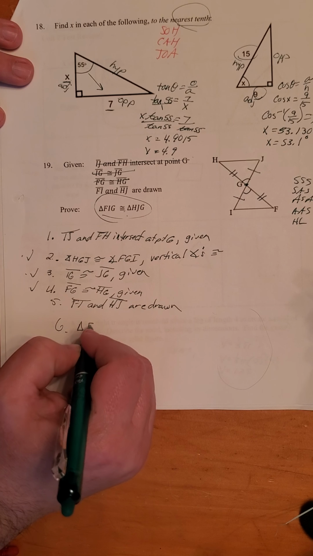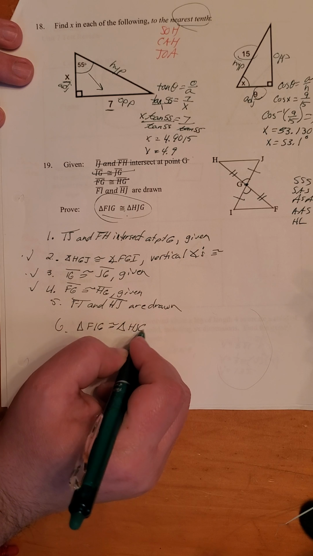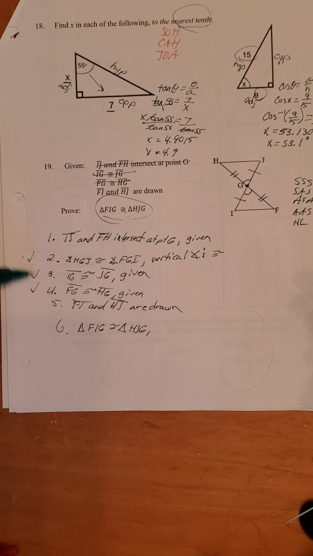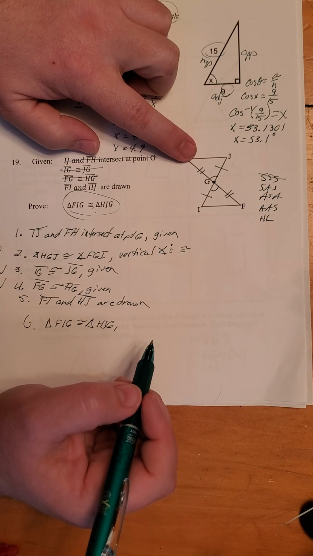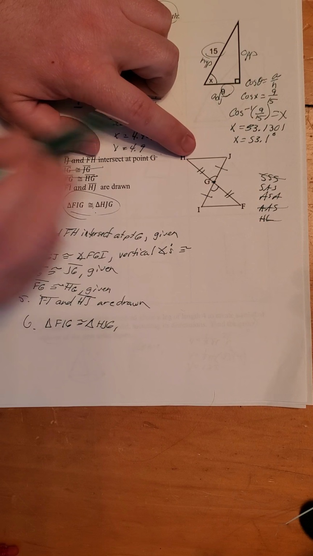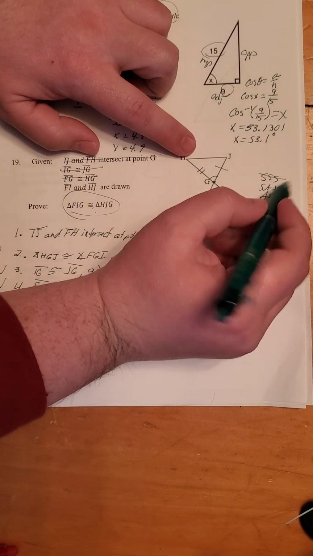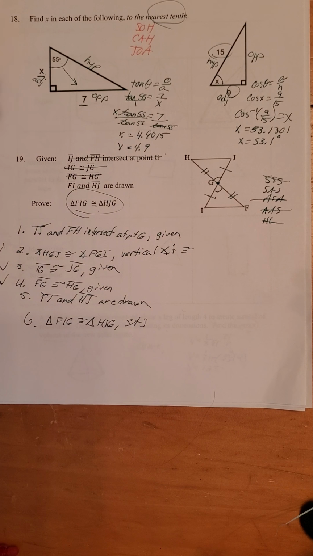So triangle FIG is congruent to triangle HJG. And our reason is, well, we look at these. We have three parts. We have an angle and two sides. So we can get all the way down to here. And it's all about, oh, it's actually an angle and two sides. So it has to be side, angle, side. There we go. Okay, that's it for you guys.